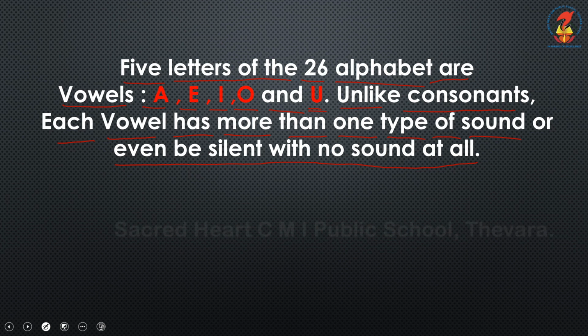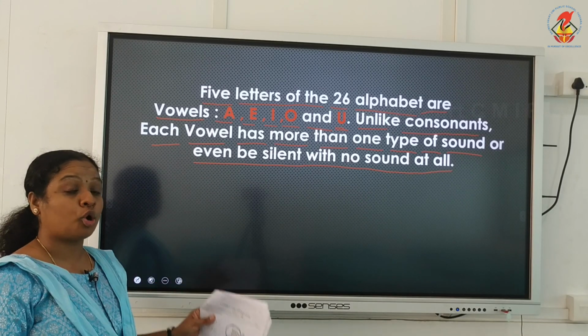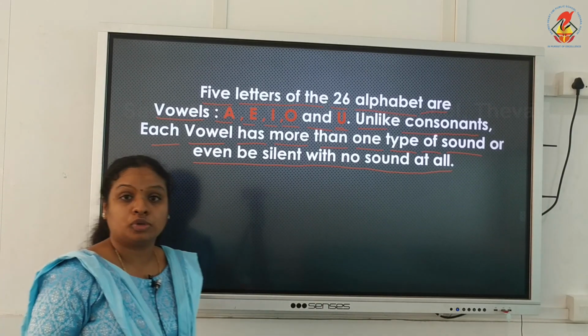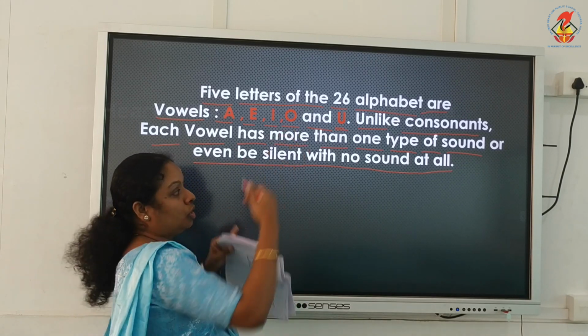5 letters of the 26 alphabet are vowels: A, E, I, O and U. Unlike consonants, each vowel has more than one type of sound or can even be silent with no sound at all. Okay. I hope you understood.